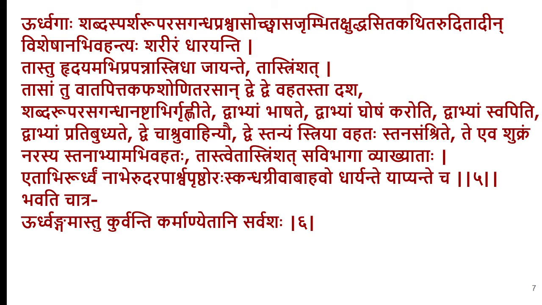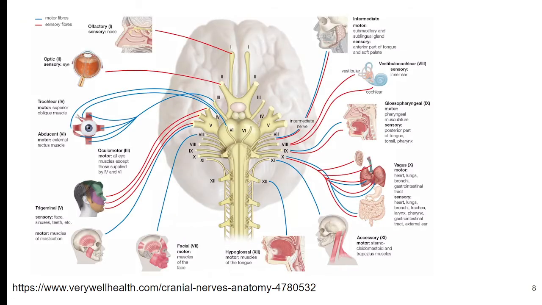Bhavatija atra urdhangamastu kurvanti karmani etani sarvashaha. Now, if you look at these functions from the current anatomy point of view, the major functions of whatever Sushruta has described as urdhvaga are exactly the functions of the cranial nerves. If you look at the cranial nerves, the olfactory helps in smell sensation, the gandha dhamani; the optic nerve, the rupa dhamani; then the trochlear, which helps in the secretion of tears as well as the movement of the palpebrae.